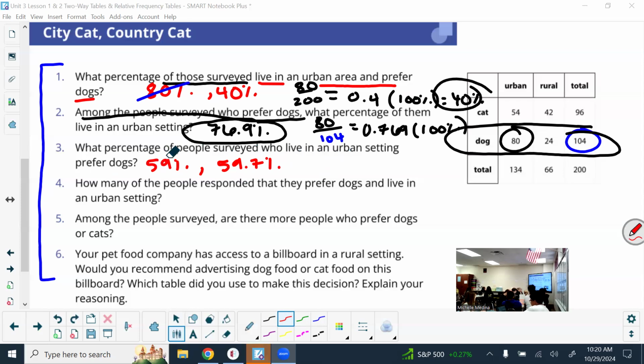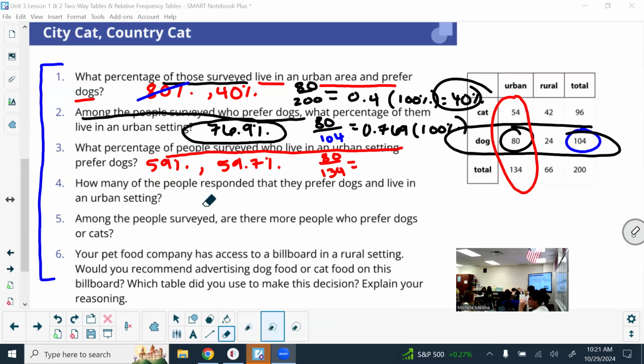It says, what percentage of people surveyed who live in an urban setting? So how many people live in an urban setting? So of these 134 people, how many prefer dogs? 80. So this is what we are dividing to get our percentage. It's 80 divided by 134 times 100%, which is 59.7%.